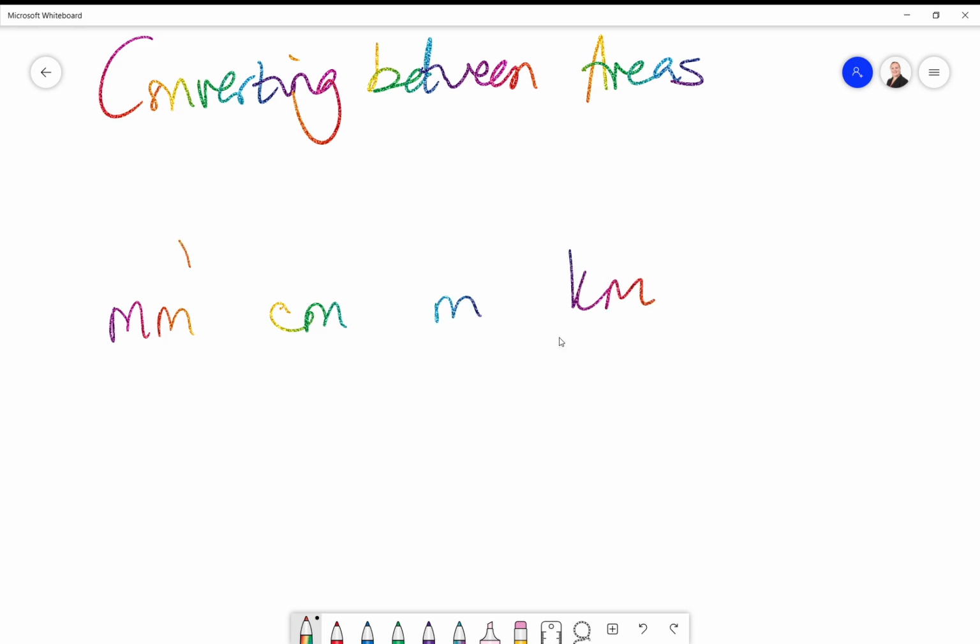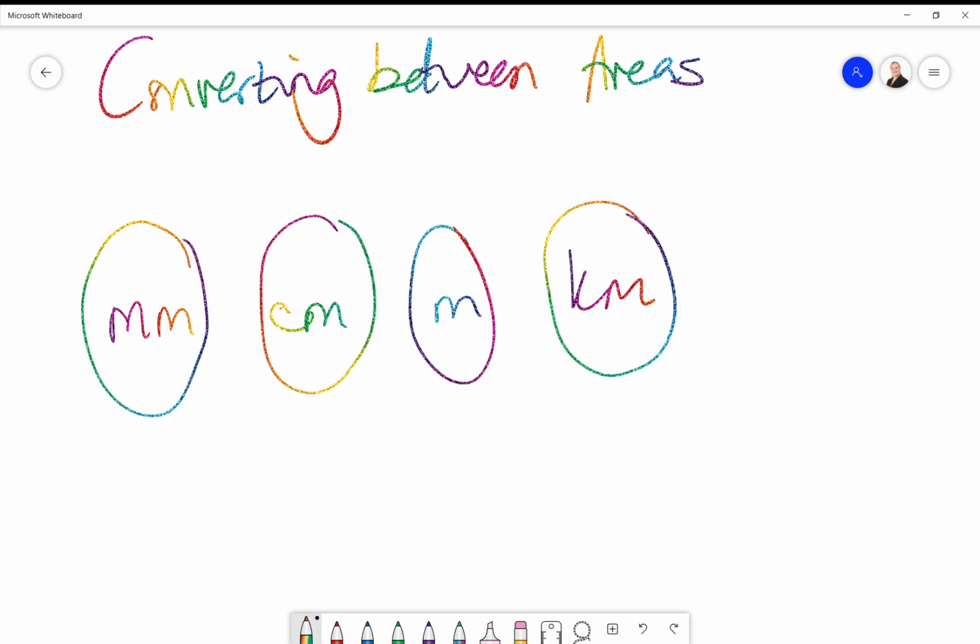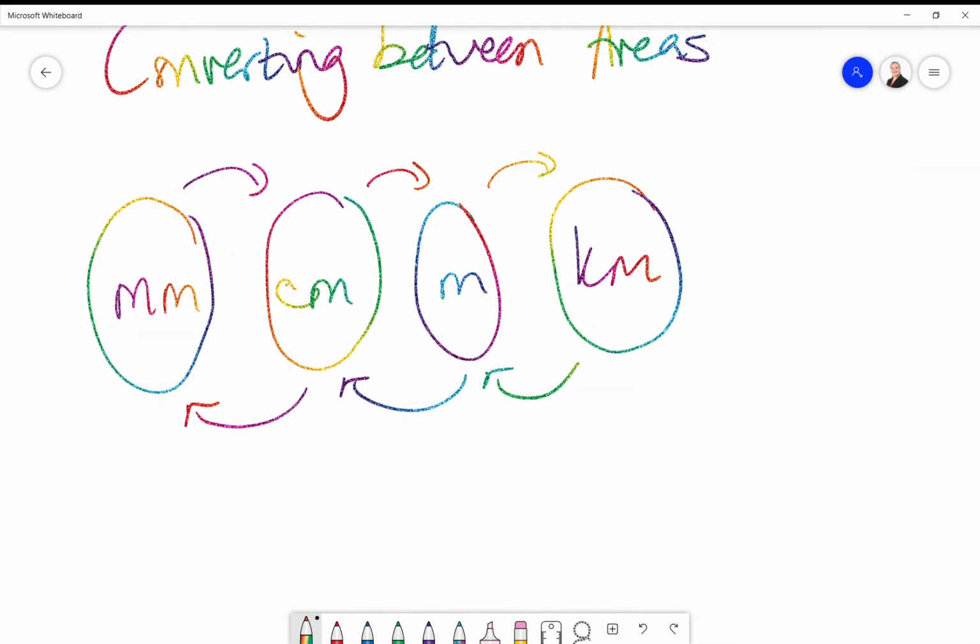Okay, and what you'll see me do is you'll see me do it like this. You'll see circles, and then you'll see me going with my arrows. Now what we should be able to remember is that there are 10 millimeters in a centimeter. So we're going to either be timesing or dividing by 10 to turn millimeters into centimeters. Centimeters into meters, well, there's 100 centimeters in a meter, so that's 100. And then for meters to kilometers is 1,000.